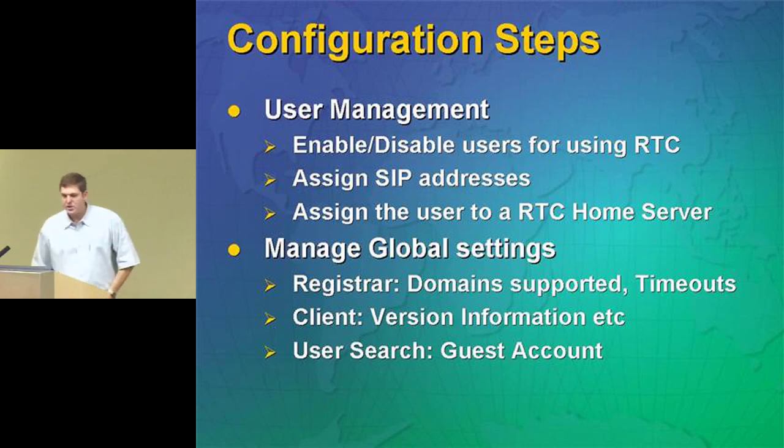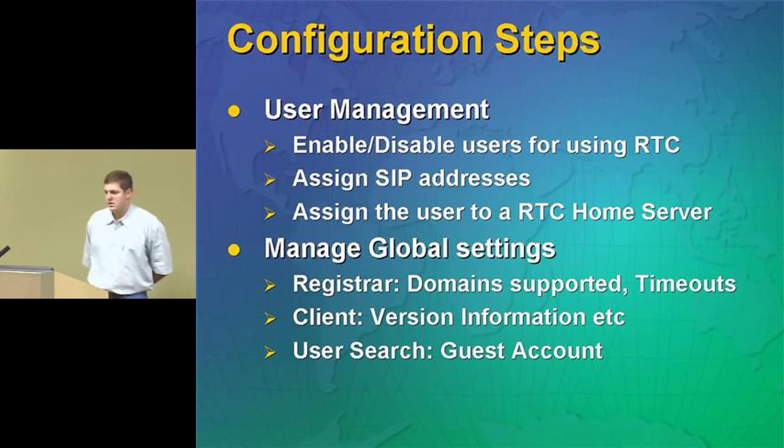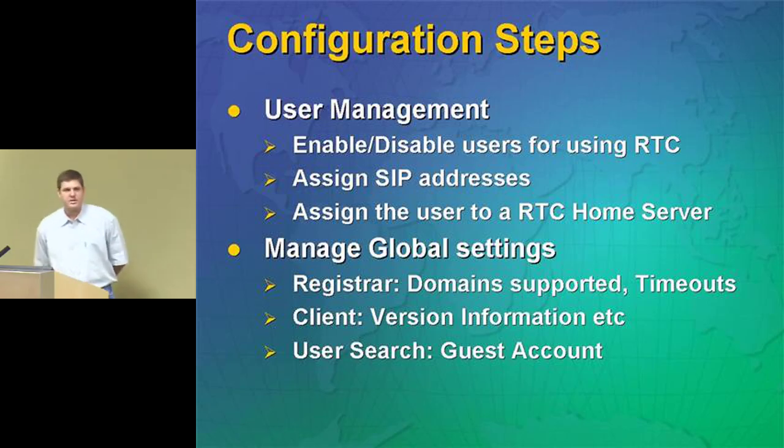I'm going to talk just quickly about configuration steps. So the first things that you want to do when you're looking to deploy an RTC instance in a topology is you want to enable or disable the users that are going to be able to have access to this. And you need to assign the SIP addresses, do the DNS SRV record, those kinds of things, and then assign the home server. This is pretty straightforward. It's right there in the server UI.